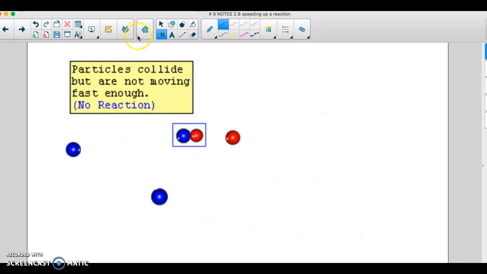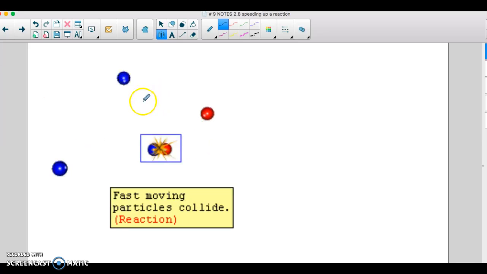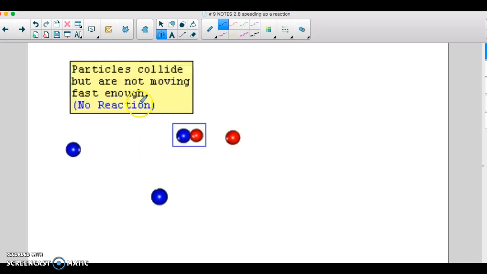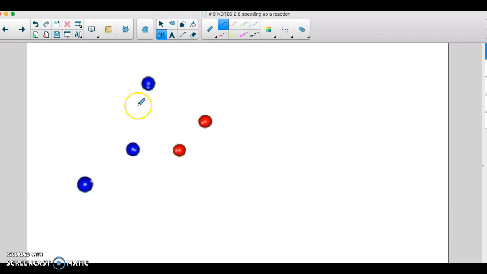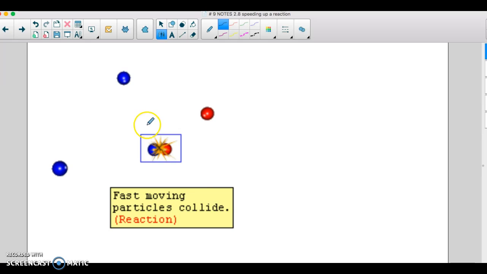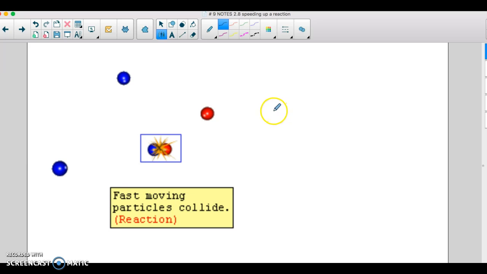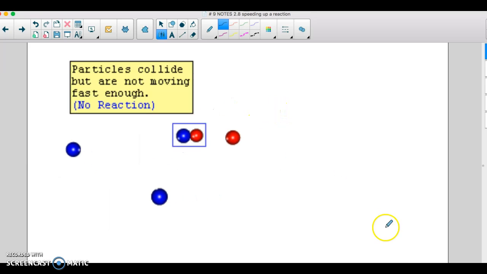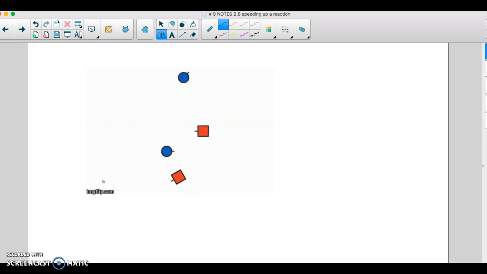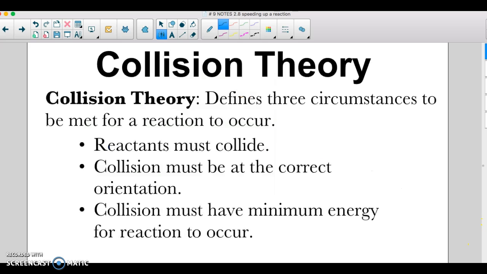So here's just another animation. There's a collision where it wasn't enough energy and they weren't going fast enough to hit each other and form product. Whereas this one is going to result in the reaction. Here's another animation. You can see that sometimes they bump into each other, but only if they hit right and with the correct amount of energy do they actually hook together and form the product. So take notes on this.